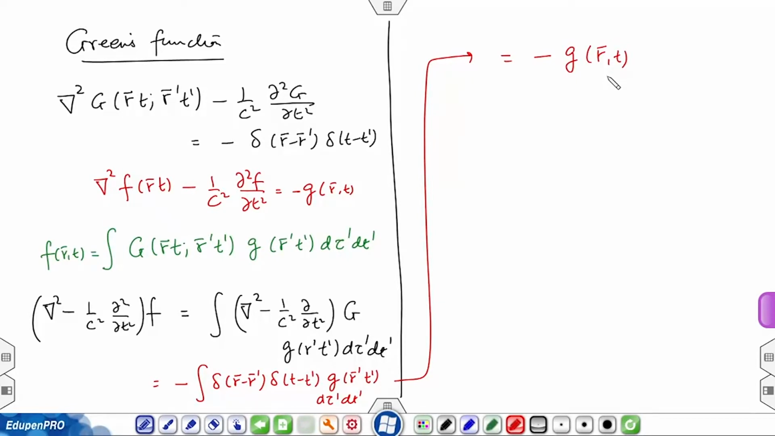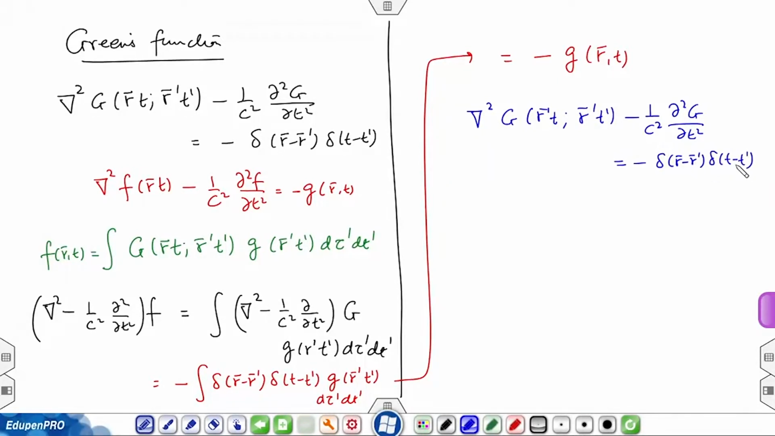So, let us see what this Green's function looks like. I am after del square G(r, t, r prime, t prime) minus 1 over c square d 2 G over dt square equals minus delta(r minus r prime) delta(t minus t prime). We will take care of time dependence and space dependence one by one. Let us just understand that.